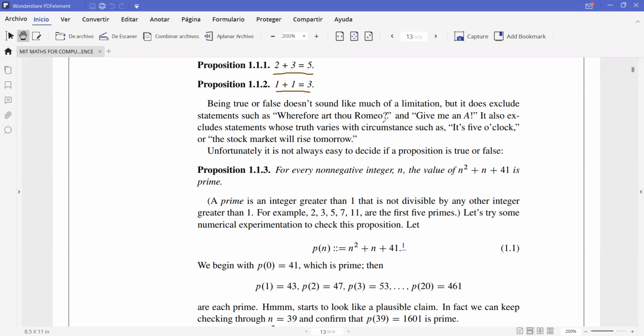So propositions exclude questions and statements that are more ambiguous, that indicate some sort of abstraction at a higher level. It also excludes statements whose truth varies with circumstances, such as "it's 5 o'clock" or "the stock market will rise tomorrow," because they are communicating things, but they are not saying if something is true or false. Unfortunately, it's not always easy to decide if a proposition is true or false. It's not always easy. You have to prove that.